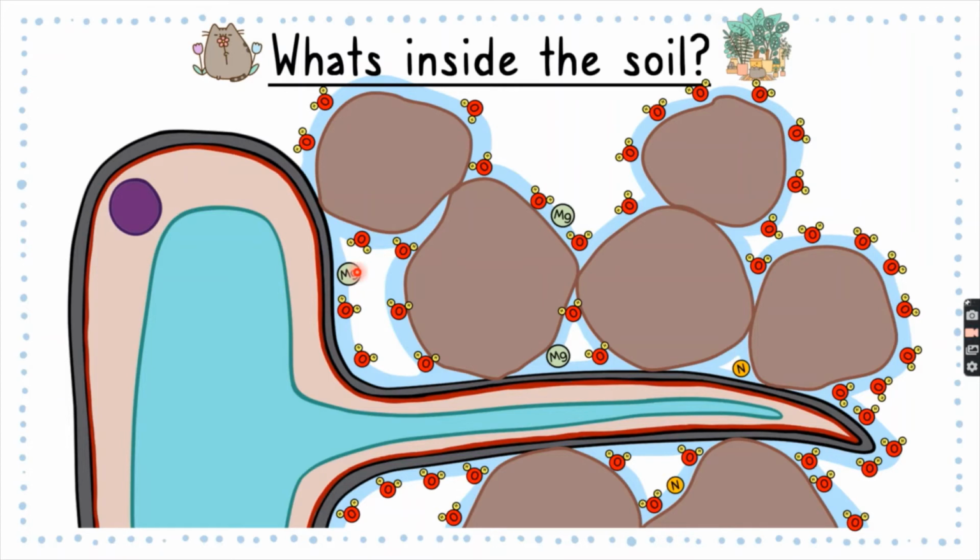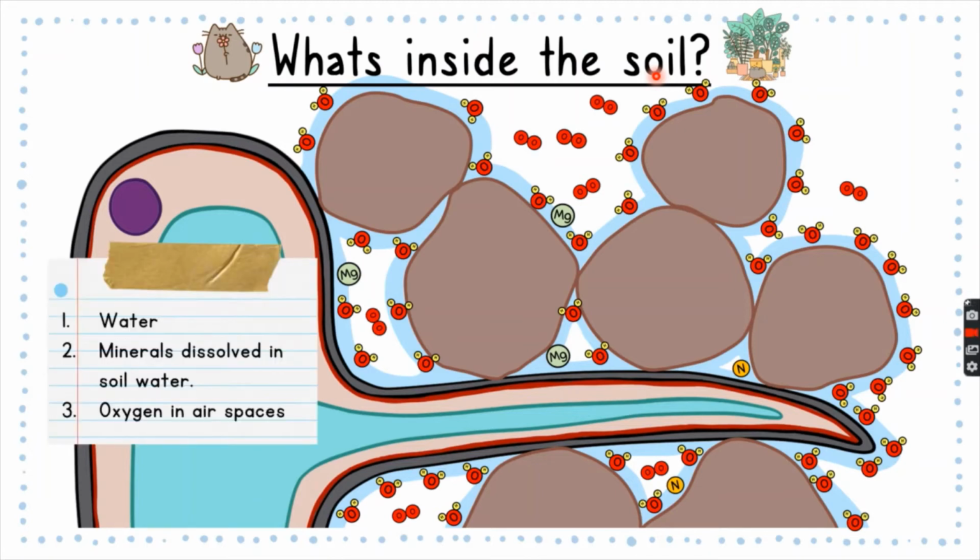And if you realize, there are some spaces right here in between the soil particles, and these are actually air space, and in the air space we have oxygen gas that is very important for the root hair cell and the other cells that are in the root. Okay, so what can we find in the soil? Just as a summary, we can find water, so the water film, minerals that are dissolved inside the water film, and also oxygen in the air spaces in between the soil particles.